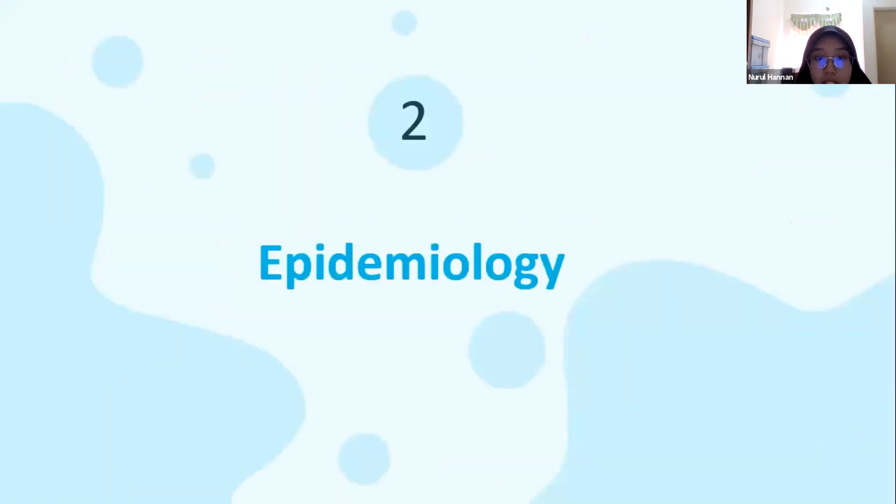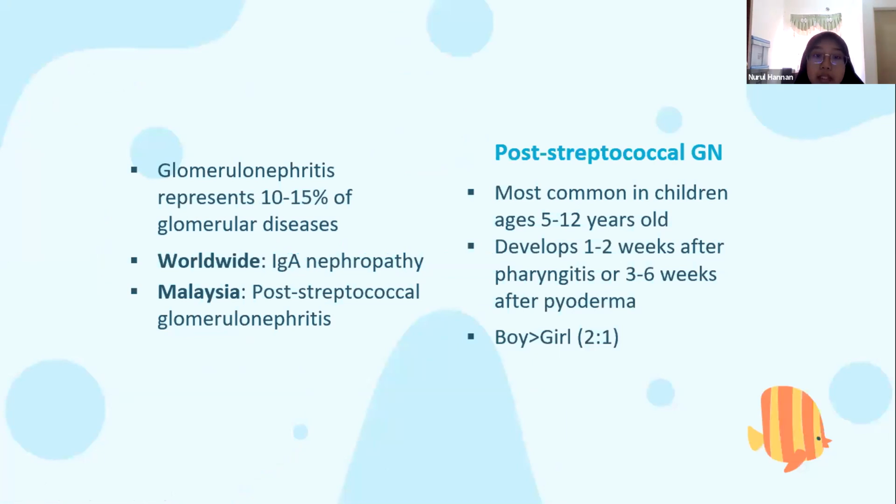Right. So next, we go to the epidemiology of acute glomerulonephritis. Glomerulonephritis represents 10 to 15% of glomerular disease. Worldwide, the most common cause of glomerulonephritis is IgA, or immunoglobulin A, nephropathy, while in Malaysia, the most common cause is post-streptococcal glomerulonephritis. So, specifically, post-streptococcal glomerulonephritis is more common.